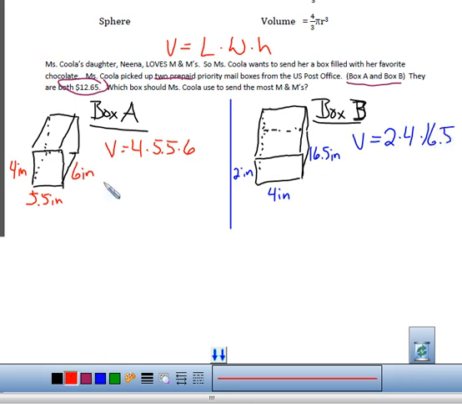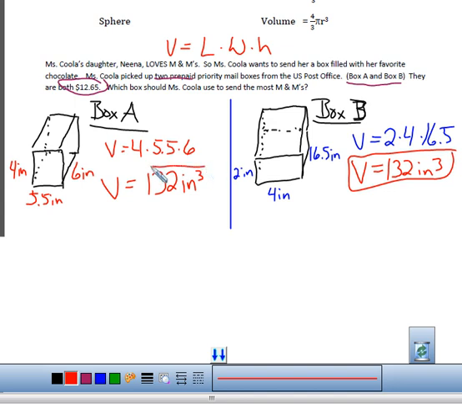So when you solve this, you get the volume over here is 132 inches cubed. And over here the volume is 132 inches cubed. So, to answer the question, which box should Miss Kula use to send the M&Ms? Well, if the volume is the same and the cost is the same, then both boxes are the same price and have the same value, so she can choose either.